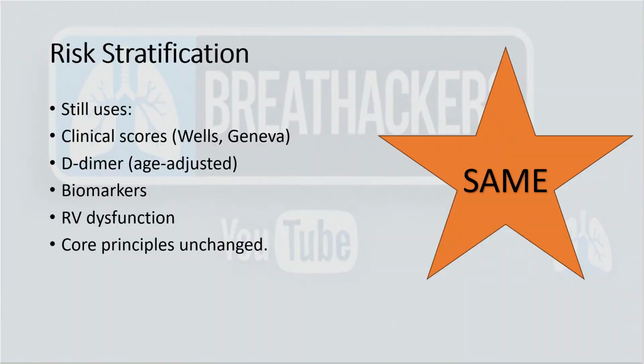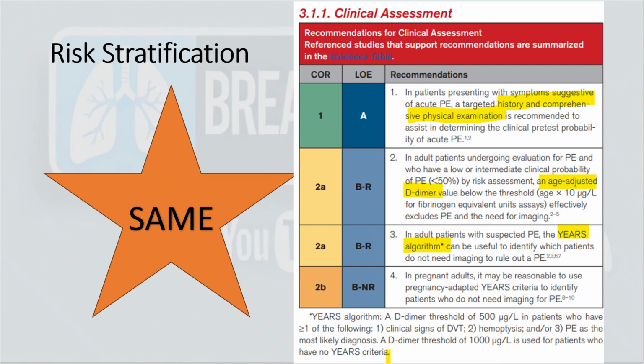So coming to the risk stratification, the core principles of using the history, physical examination, as well as the scores for clinical probability scoring, including Wells, modified Wells, Geneva, and modified Geneva, all remain the same as previous. Age-adjusted D-dimer has to be used similarly. Biomarkers including troponin and BNP remain the same, and RV dysfunction on echo as a criterion for higher risk remains the same. So this is one of the tables. There is nothing new in it.